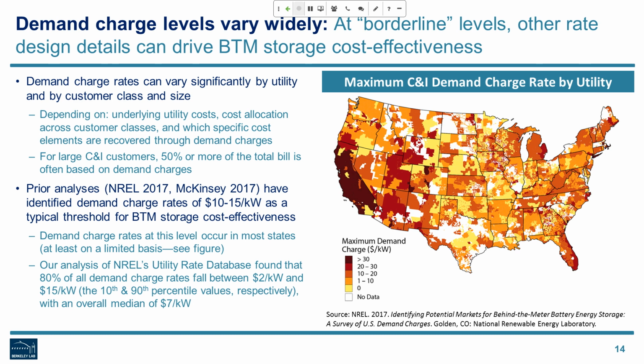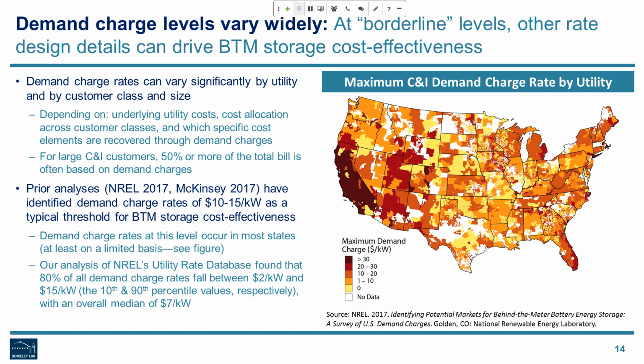So indeed, the demand charge rates really can vary significantly by utility and customer class, and the level of the demand charge is going to really depend on a variety of factors, including the underlying utility costs that the demand charge is trying to recover, the cost allocation across customer classes, and which specific cost elements are covered through the demand charge. For larger commercial industrial customers, the demand charge can be 50% or even more of their total electricity bill.